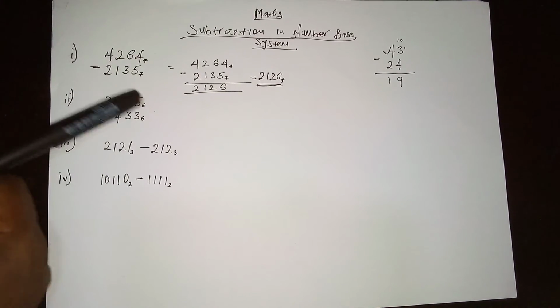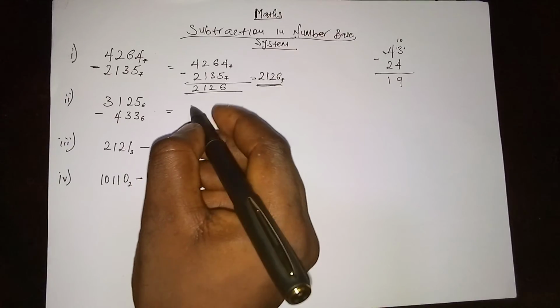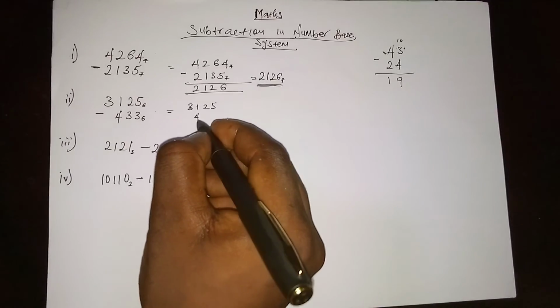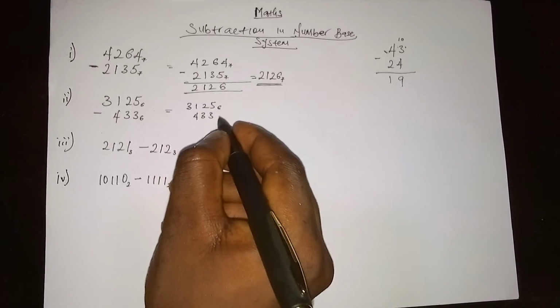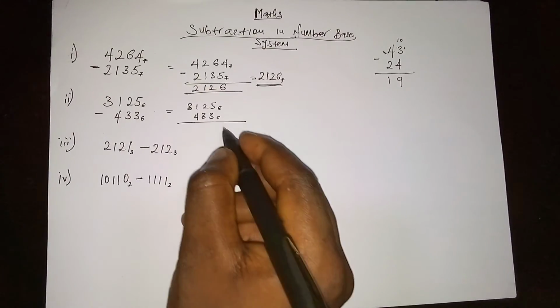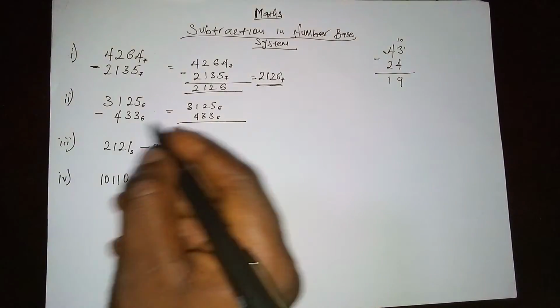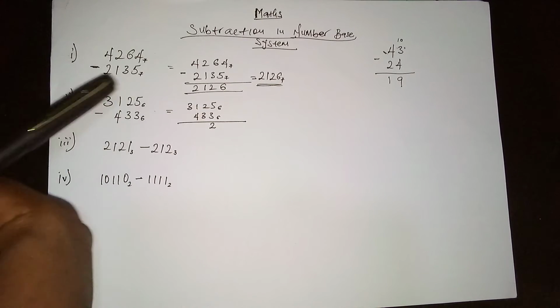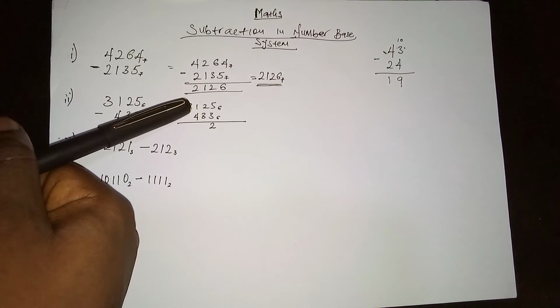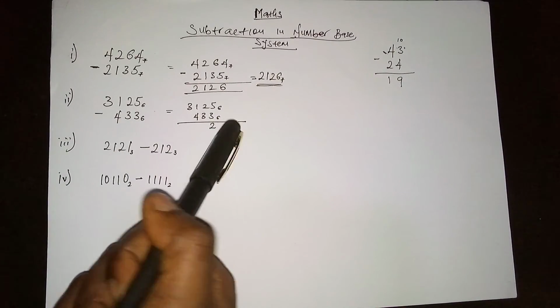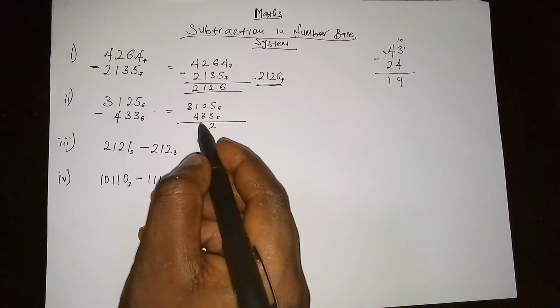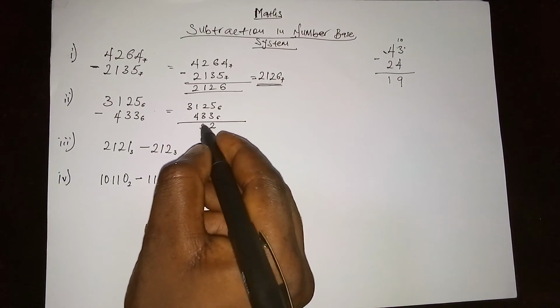So in this case, let's look at this very quickly. I have 3, 1, 2, 5 minus 4, 3, 3 in base 6. So if we subtract this, 5 minus 3 will have 2, right? 2 minus 3 cannot go, so I'll have to borrow 1 from this. When I borrow 1 from this, I'm borrowing 6 because I'm working with base 6. 6 plus 2 is 8, so 8 minus 3, I have 5.